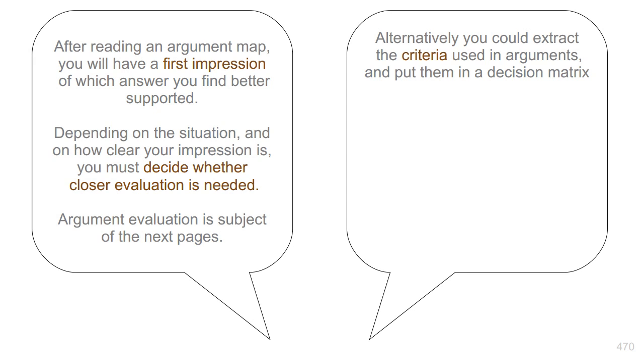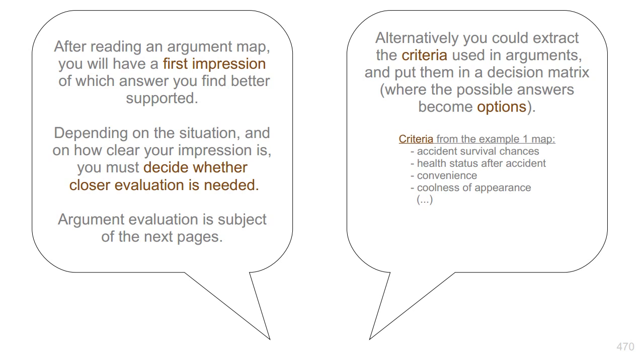Alternatively, you could extract the criteria used in arguments and put them in the decision matrix, where the possible answers become options. Criteria from the example 1 map: accident survival chances, health status after accident, convenience, coolness of appearance, and more. Options from the example 1 map: wear a seatbelt, don't wear a seatbelt.